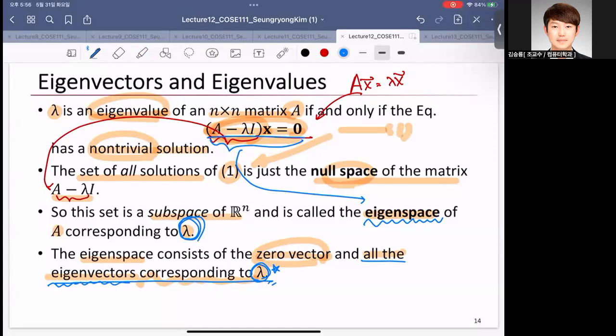Once we know that lambda is an eigenvalue of our matrix, let's talk about how to find this lambda later. But in this case, if we already know lambda as an eigenvalue, then we can find the eigenvectors corresponding to lambda by solving this equation, A minus lambda I times x equal to 0. So this is just a definition.